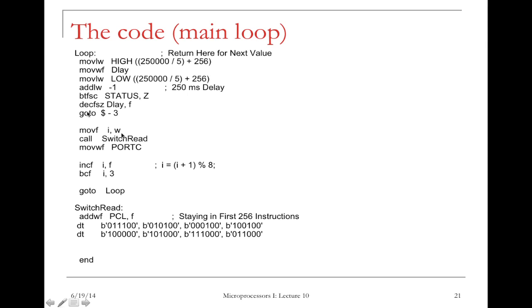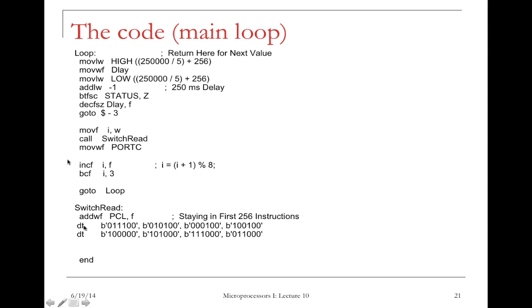Then we'll copy the value W into I. Copy the value of I into the working register W. Then we're going to call switch read. So that's switch read. Here you see this add WF PCL comma F. Looks familiar, right? This is to add the value of W into PCL for the purpose of jumping several instructions further.